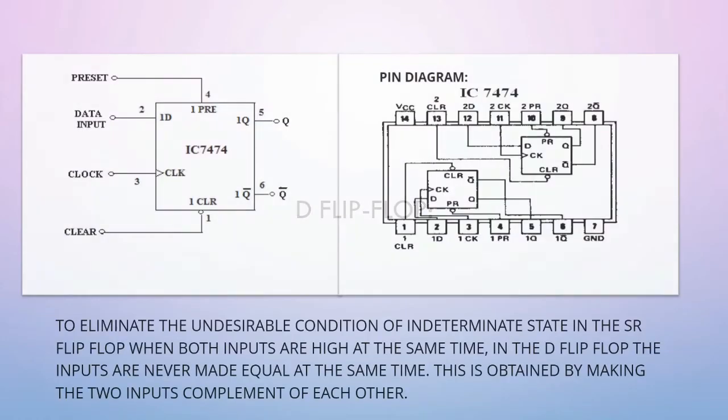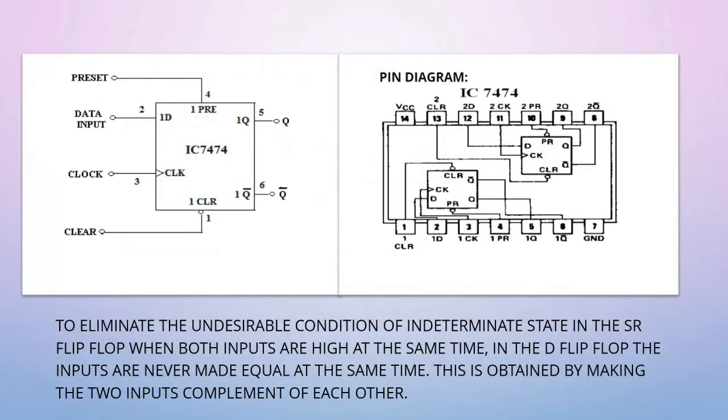Next, D flip-flop. To eliminate the undesirable condition of the indeterminate state in the SR flip-flop when both inputs are high at the same time, in the D flip-flop the inputs are never made equal at the same time. This is obtained by making the two inputs complements of each other. So to overcome the disadvantages of the SR flip-flop, the D flip-flop is made. And the pentagram of the D flip-flop will look like this, and a normal block diagram.